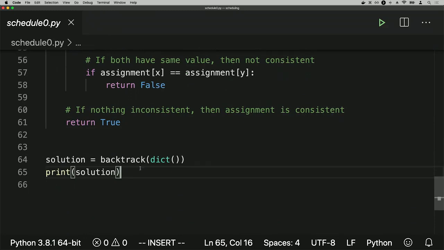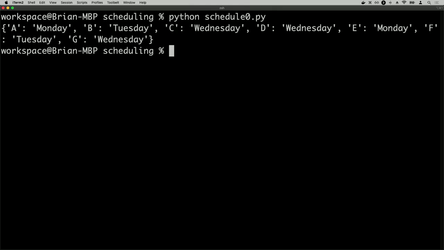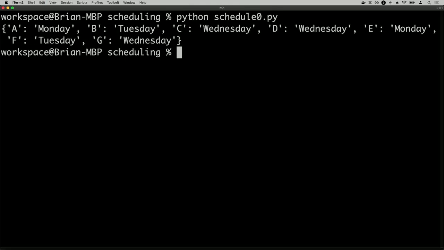And then all the program does is it calls backtrack on an empty assignment, an empty dictionary that has no variable assigned and no values yet, save that inside a solution, and then print out that solution. So by running this now, I can run Python schedule0.py. And what I get as a result of that is an assignment of all these variables to values. And it turns out we assigned A to Monday as we would expect, B to Tuesday, C to Wednesday, exactly the same type of thing we were talking about before, an assignment of each of these variables to values that doesn't violate any constraints.